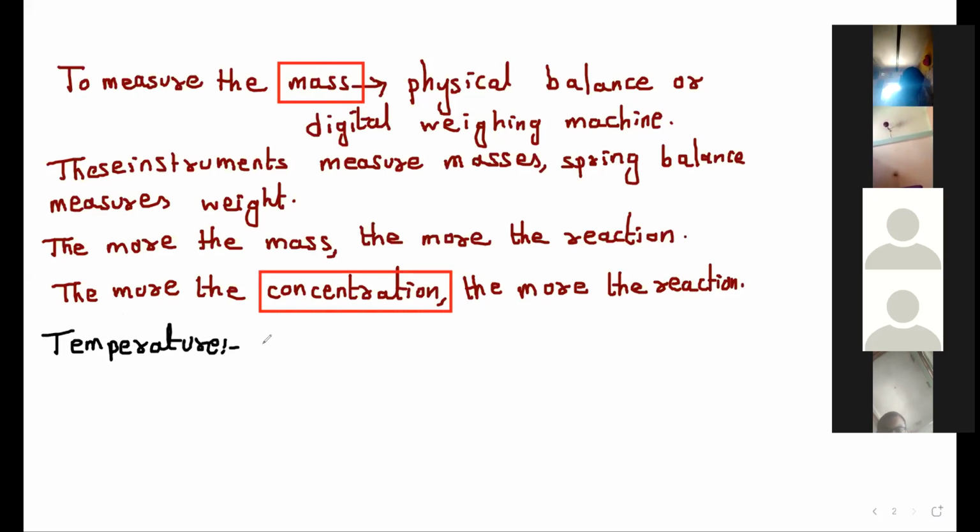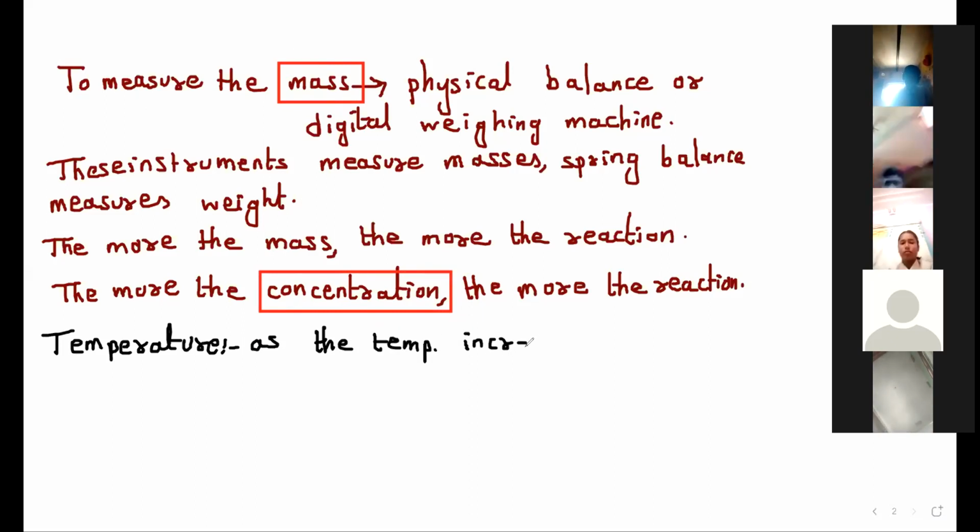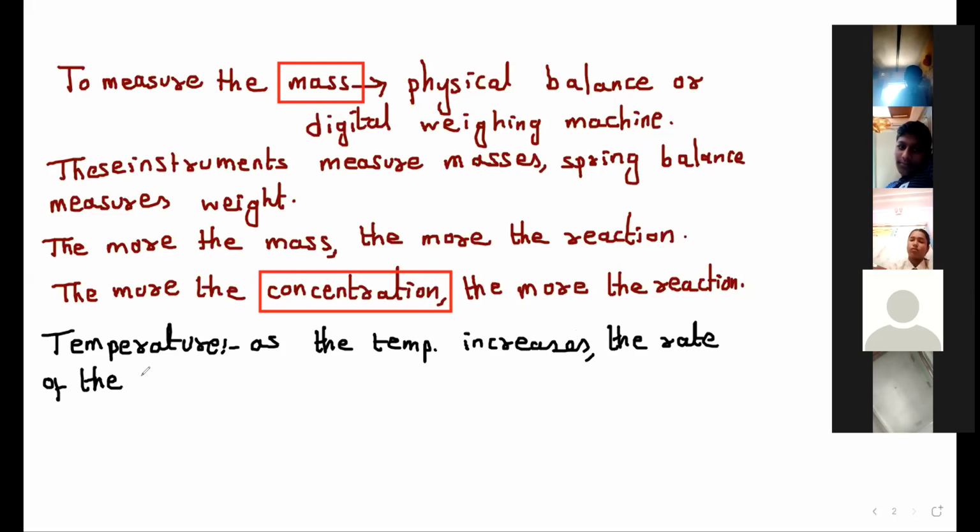Now, as the temperature increases, the rate of the reaction also increases. So this is the third factor, temperature.